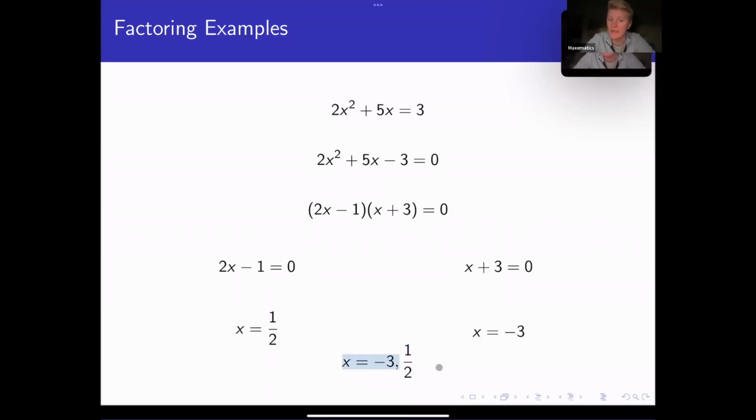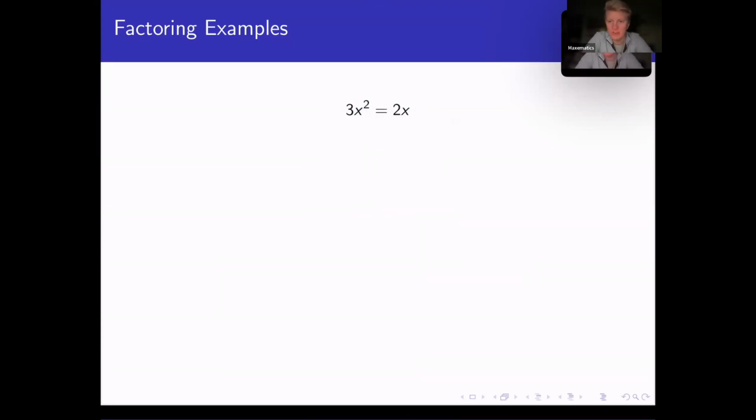If you want, go back in and check each one. Just as an example, let's check negative 3. Well, negative 3 squared would be 9. 2 times 9 is 18. 5 times negative 3, negative 15. 18 minus 15 is 3. And the same would be true for 1/2.